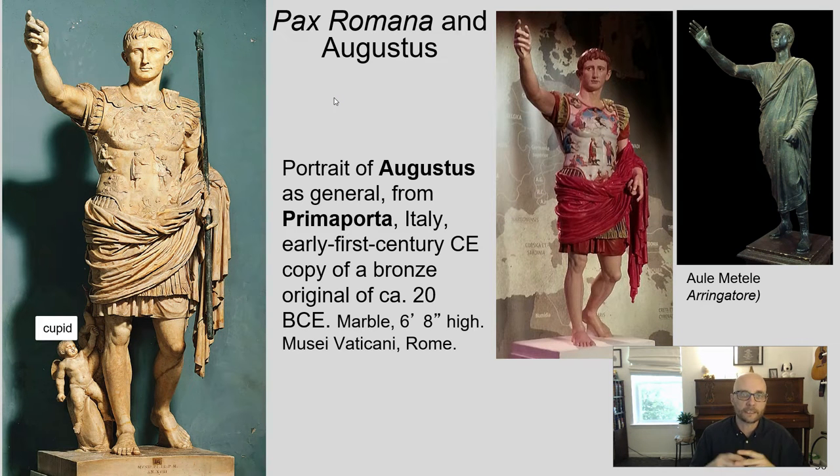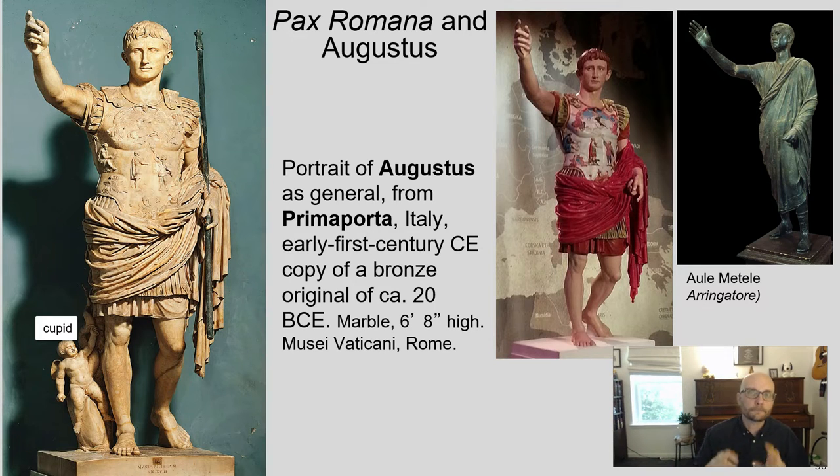This is the very famous Augustus of Prima Porta. This was made for his villa and his wife's villa at the town of Prima Porta. You can see immediately, and I've included the image on the right, the Arringatore, the image of the orator from the Etruscan period. You should automatically be able to pick up this connection between the orator and Augustus. Certainly, as we talked about, there is a huge Greek influence in Roman art, but that Etruscan influence will never fully go away. The Arringatore is an image of a man addressing his equals. This is very much an image of an emperor, and it's meant to display Augustus's imperial power.